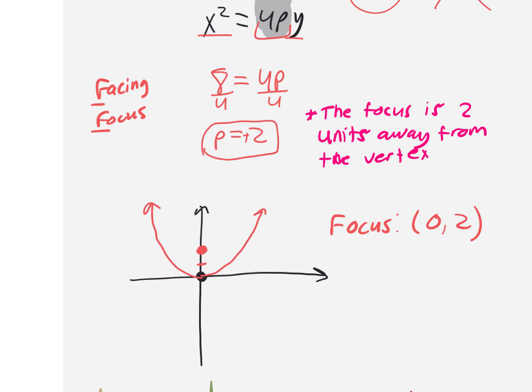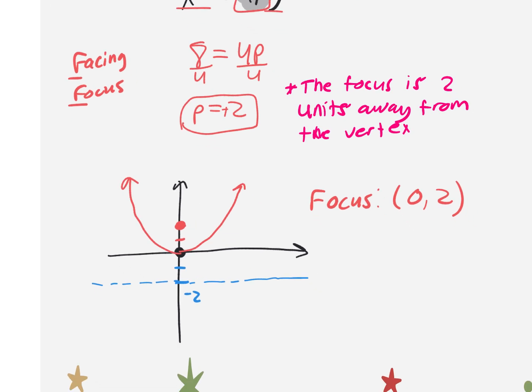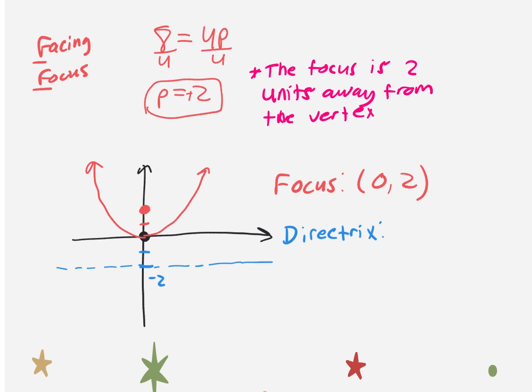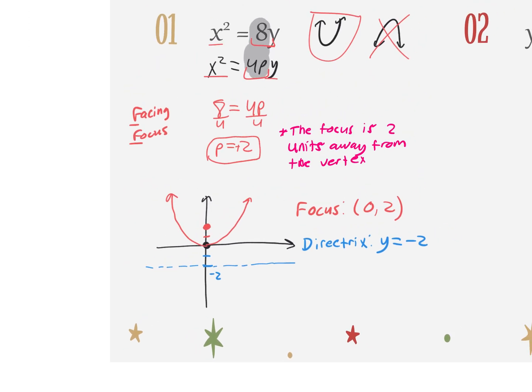Now your directrix is going to be in the opposite direction, the same amount of units. So it's going to be p units, but in the opposite direction. I'm going to go 1, 2 units down, and then we end up at -2. Remember, your directrix is a line, so I'm going to sketch a dotted line right here. And remember, your directrix is written as an equation. It's not going to be written as a point. The equation of this line, a horizontal line crossing the y-axis at -2, is y equals -2 as our directrix. And that's all the information that we were looking for.